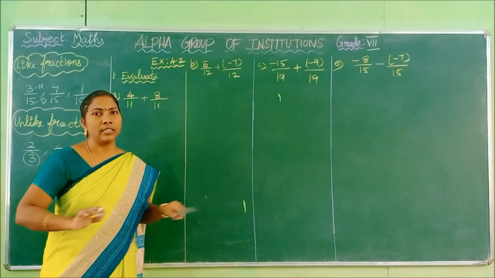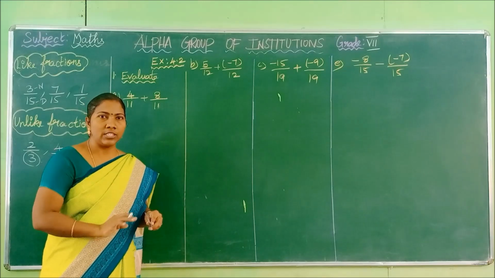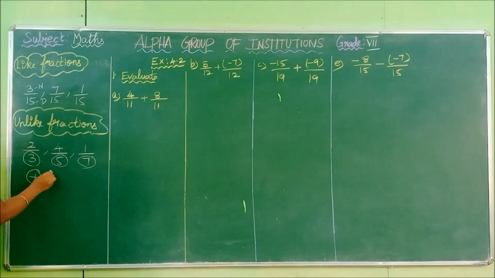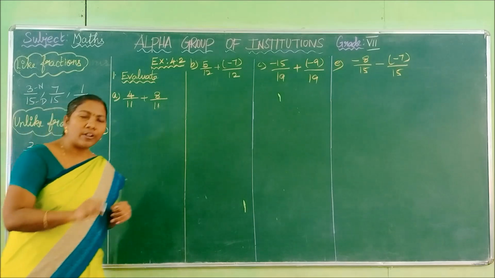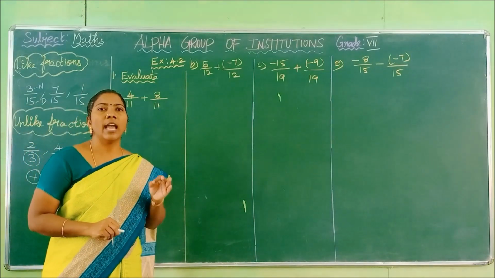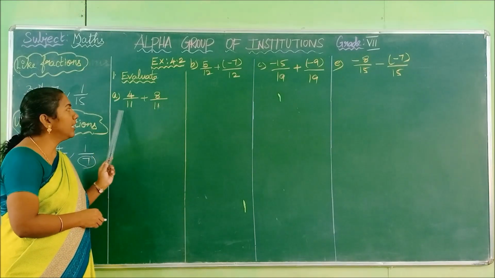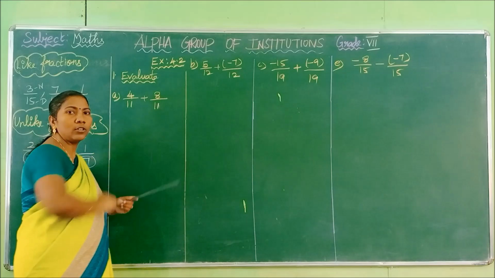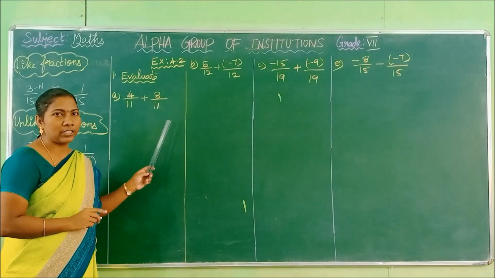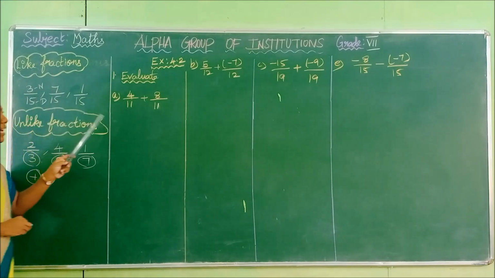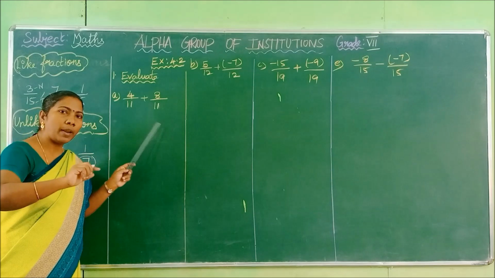Addition of rational numbers is nothing but addition and subtraction of fractions. So when can we add or subtract fractions? If they are like fractions, we can easily add and subtract them. See here, 4 by 11, 8 by 11. The denominators are the same, 11, 11, so we can easily add these fractions. If the given fractions have the same denominator, that is, like fractions, we can easily add or subtract them.